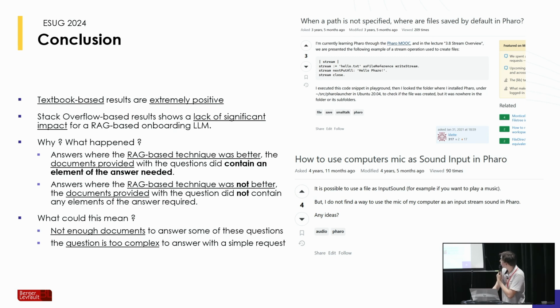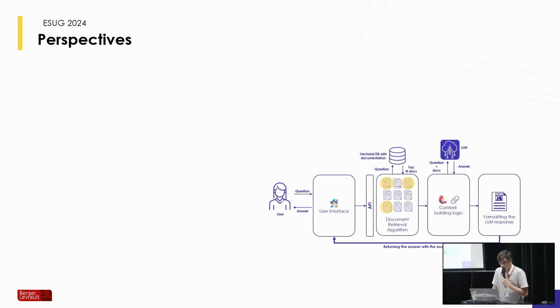For example, the first question was: when a path is not specified, where are the files saved by default in Pharo? The documents we checked didn't particularly explain where the files were stored in Ubuntu or Windows or Mac OS. And for the other example, how to use computer mics as a sound input in Pharo, the only documents that mention how to use the mic input were actually retrieved during the RAG process, but they did not have any elements to completely answer this question. The next point is that sometimes the questions are maybe a little too complex to answer with a simple request.